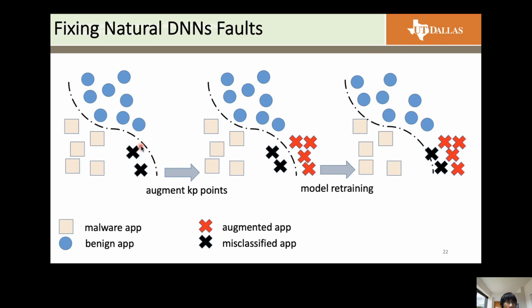As shown in this figure, the black points are the misclassified apps. We first apply DENAS to find the faulty rules for these misclassified apps, and then we generate some points to augment the original dataset to retrain the neural networks. After retraining, we want to modify the decision boundary to make the misclassified apps correctly classified without harming the overall performance of the neural networks.